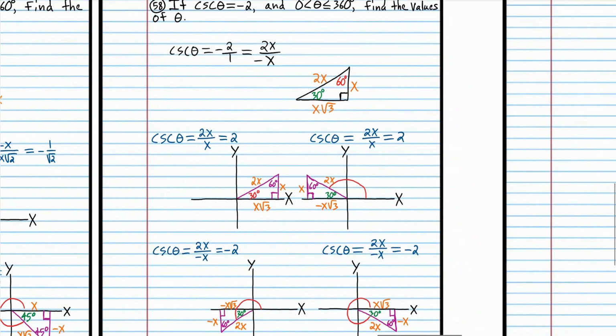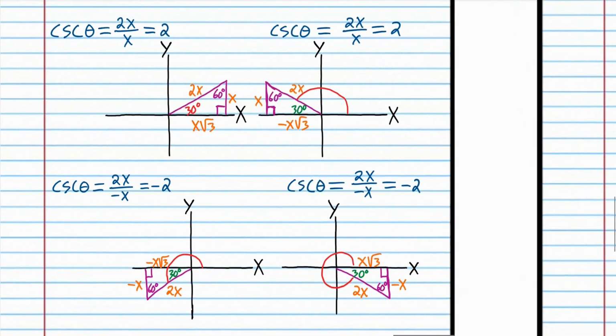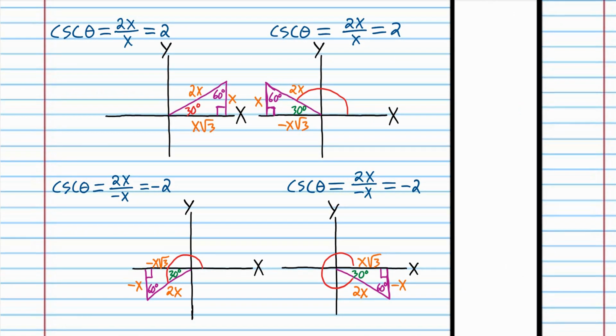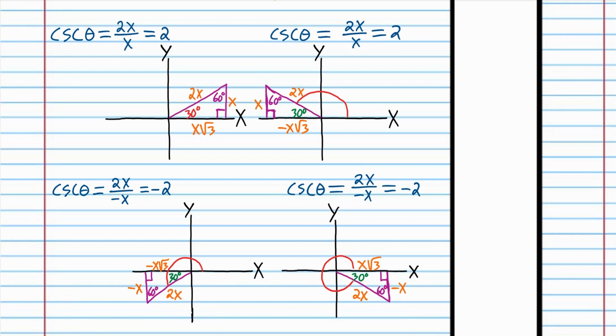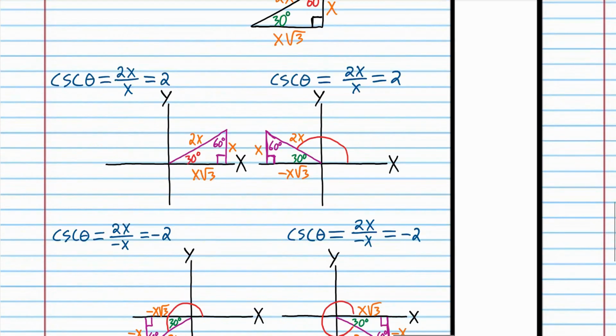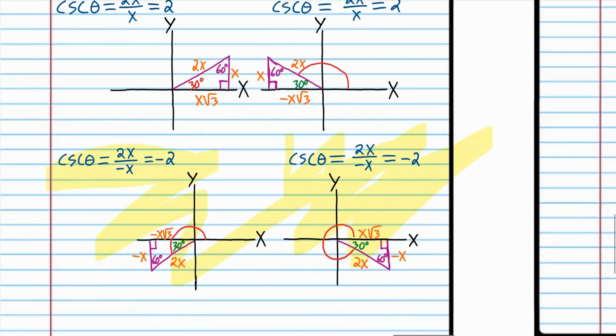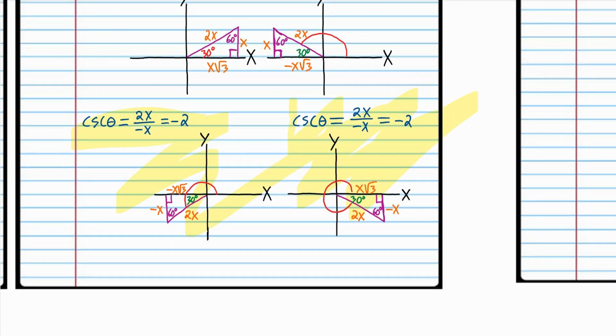So we put the 30, 60, 90 degree triangles in the first, second, third, and fourth quadrant, and we ask ourselves which one of these scenarios will produce -2 for cosecant theta. And of course, we have these two scenarios here. So we have to ask, what are those angles? Well, this angle is 180 plus 30, which is 210. And this angle is 360 minus 30, which is 330 degrees.